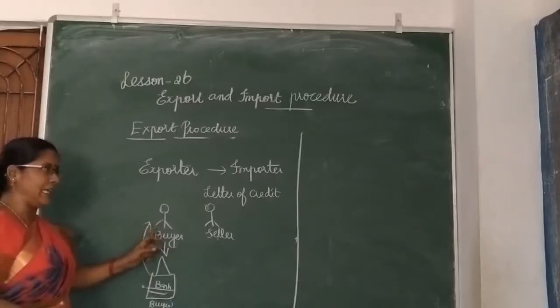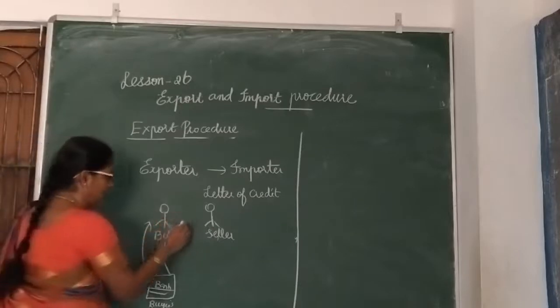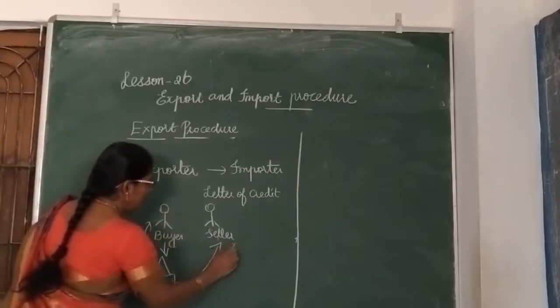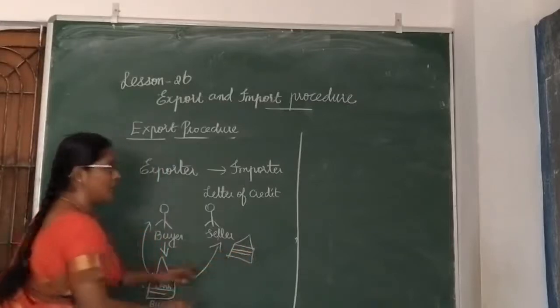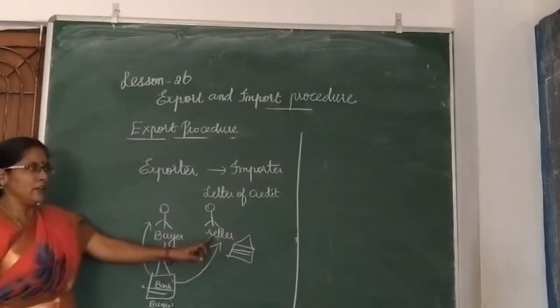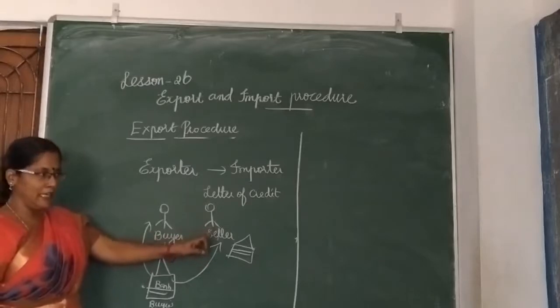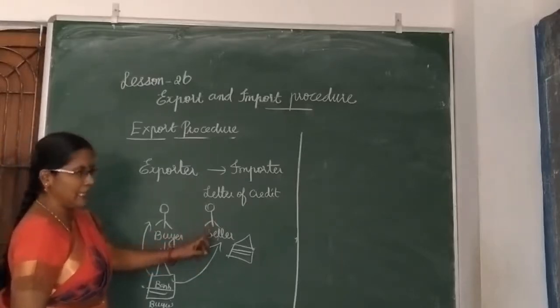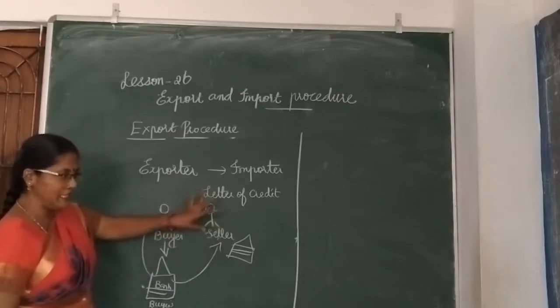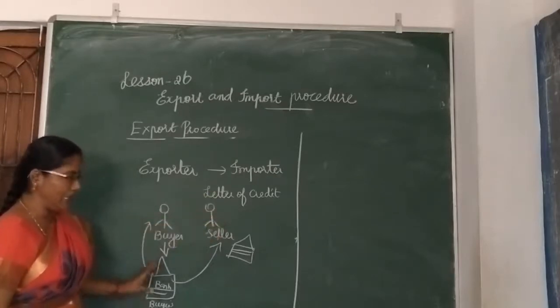So the bank will send a letter to the seller. That is called a letter of credit. In that letter, the bank will say: seller, you can sell the goods on credit to this buyer.